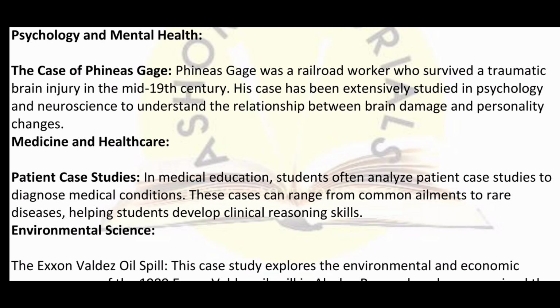Now you see, another example of a case study is given about Phineas Gage. He is a person who worked in railways who had a brain injury, right? So his case was studied by psychologists. Why? To understand the relationship between brain damage and personality changes. So once the brain has damage or injury, how has his personality changed.